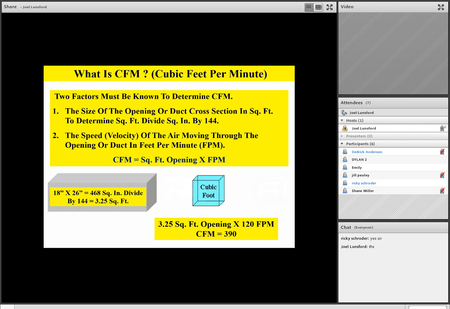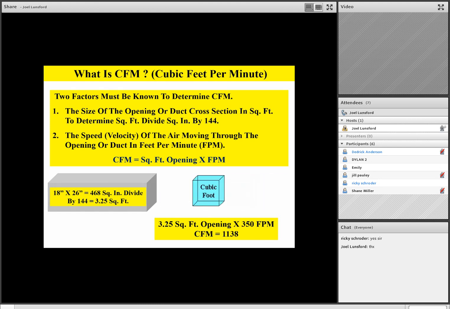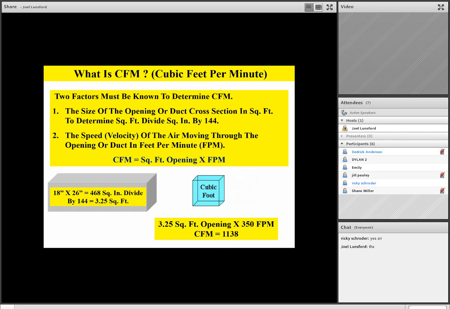And let's do one more example just so everybody kind of gets the visual here. Let's speed that air up some more. This time we'll speed it up to 350 feet per minute. And we see that at the same size duct, if we speed that air up to 350 feet per minute, we're now delivering 1,138 CFM. And so this is a very, very important concept, team, that at any given duct size, we can change the CFM, or the amount of air that's being delivered in cubic feet per minute, by speeding up the air or slowing the air down.